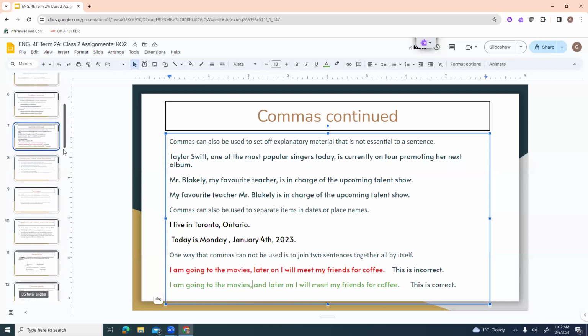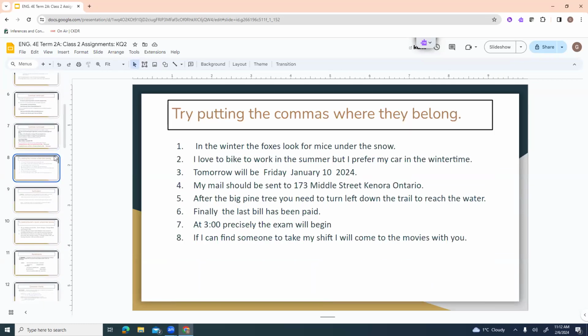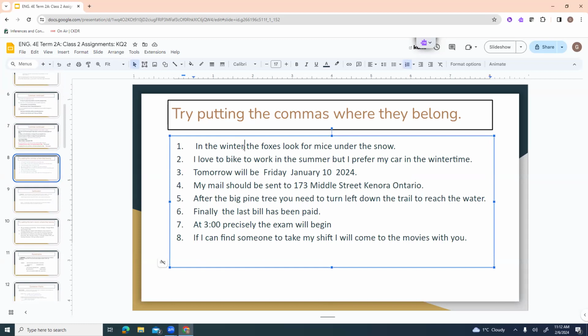All right, let's see where we're at. Okay, so here's a little exercise to try putting the commas where they belong. "In the winter the foxes look for mice under the snow." Well, there's no lists or months or dates, but we do have this little introductory phrase, in the winter. That's what we call like an adverb phrase. It's telling you when an action is happening. So all I need is that, and then it looks fine.